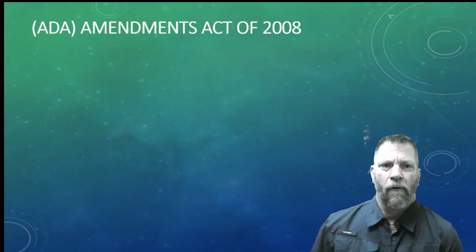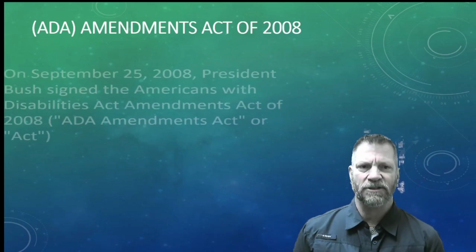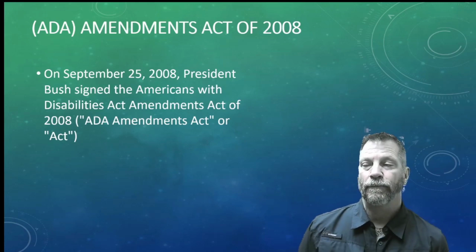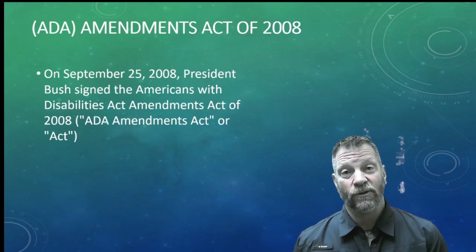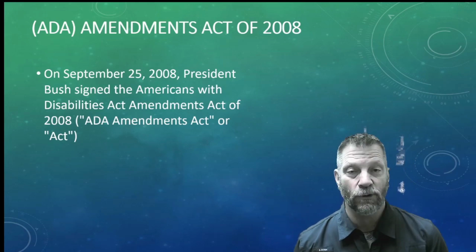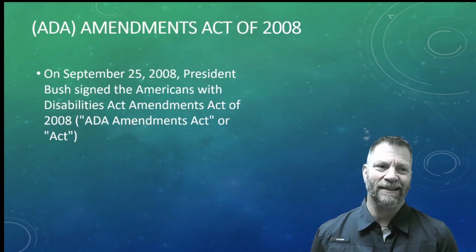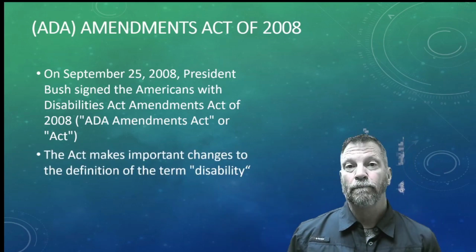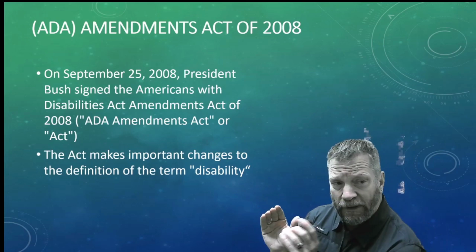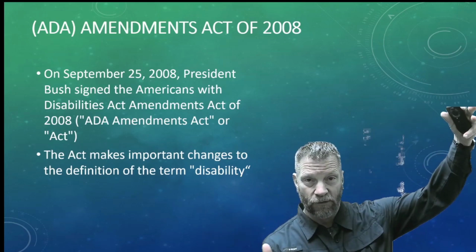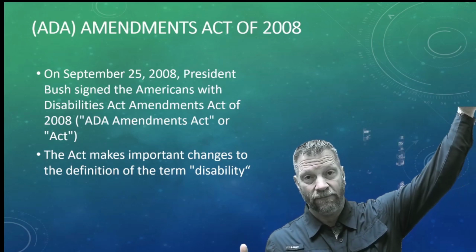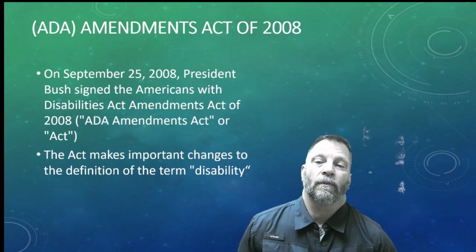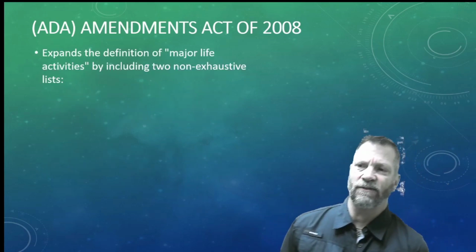All right. Now, in 2008, President Bush signed the ADAA, the Americans with Disabilities Act Amendments Act of 2008. What this act did is it expanded the definition of a disability. He said, okay, this is what we consider a disability right now. This is what we're going to consider a disability in the future. And that list can grow and grow and grow and grow, because it created two non-exhaustive lists.